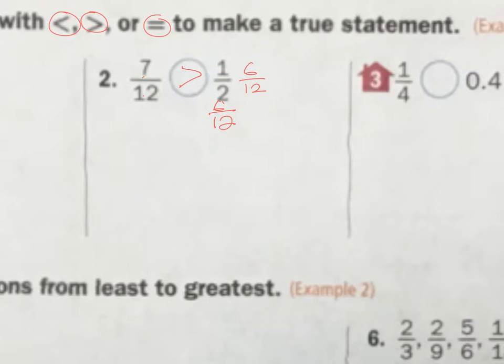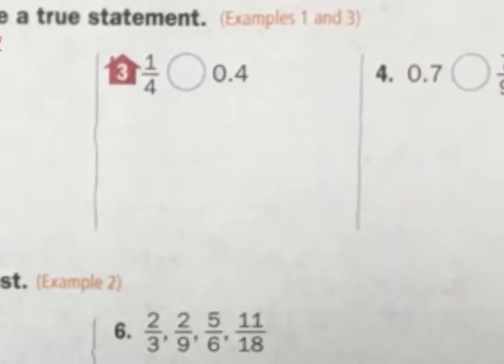Okay. Or I could do the cross method and say, okay, 12 times 1 is 12. 2 times 7 is 14. And then I say, okay, which one is bigger, 14 or 12? Well, I think we know that 14 is a little bigger. So if I had $100, I'd rather have 7/12 of the $100 than 1/2 of the $100 because 7/12 is more. Let's go over to 3.